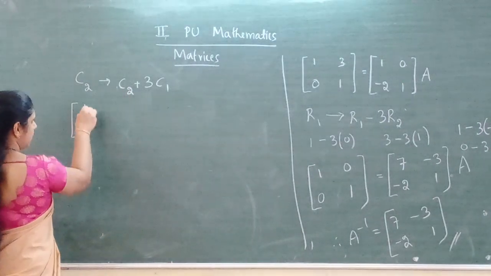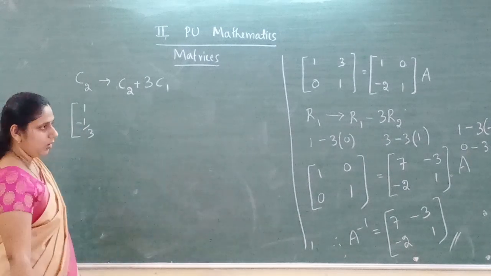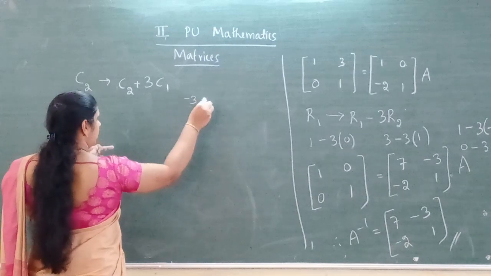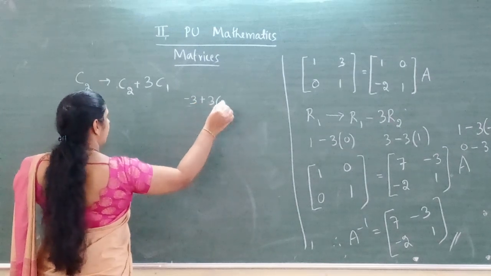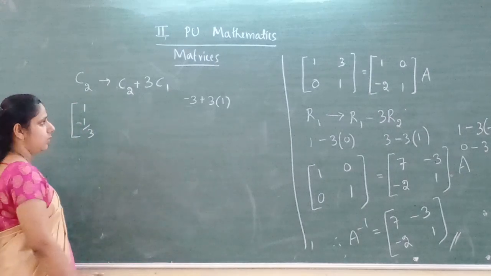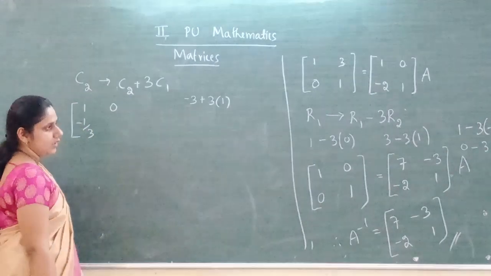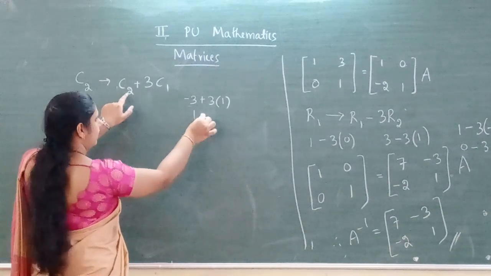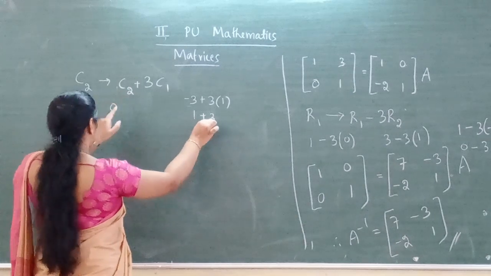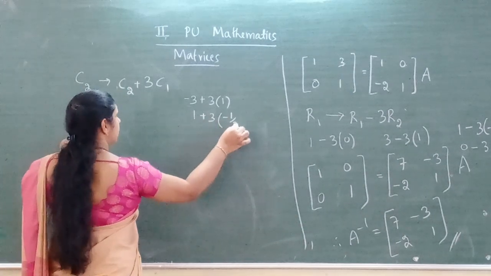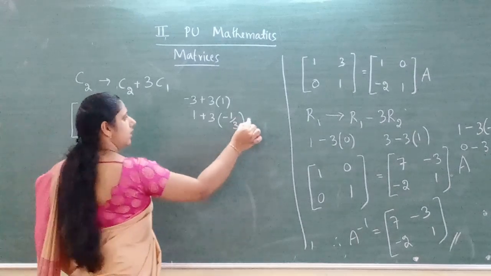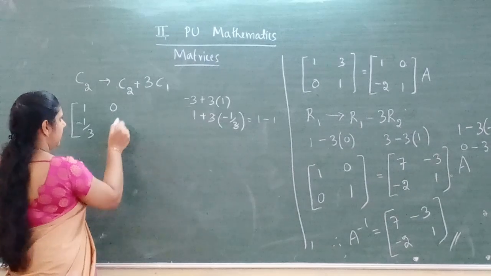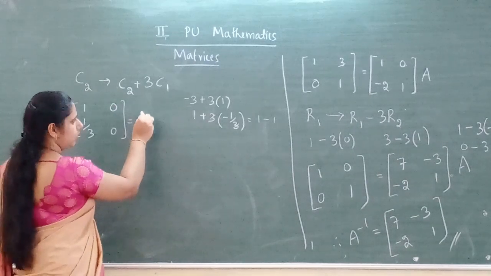So the first column has no change, and in the second column we have minus 3 plus 3 into the first column element, that is 1. So minus 3 plus 3, 0. Similarly, in the second column we have 1 plus 3 into the first column element, which is minus 1 by 3. So it is 1 minus 1 because the 3 gets cancelled. So 1 minus 1, 0.